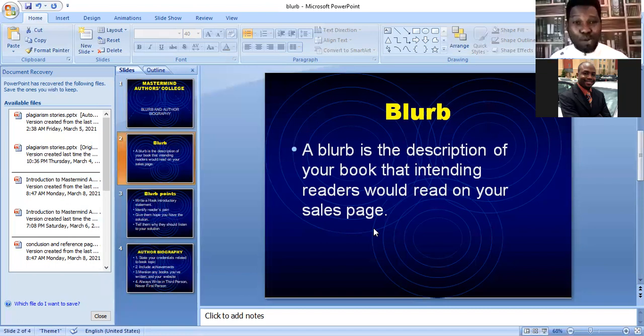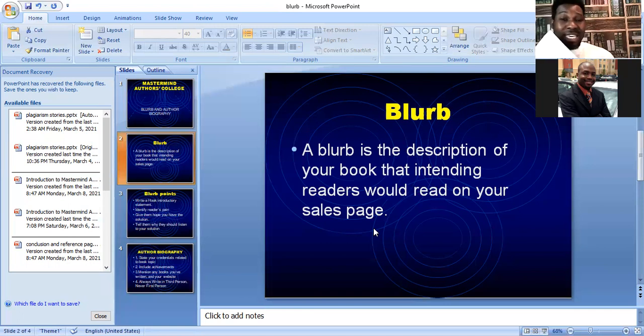Anybody that wants to buy a book, when you go to a bookstore, you can't just see the title and the front cover and then just buy the book. No, you want to read what the book is about, and that you find at the back of the book. So the blurb is the description of the book that intending readers would read on your sales page, or when they go to a bookshop, it is your blurb that they would read first.